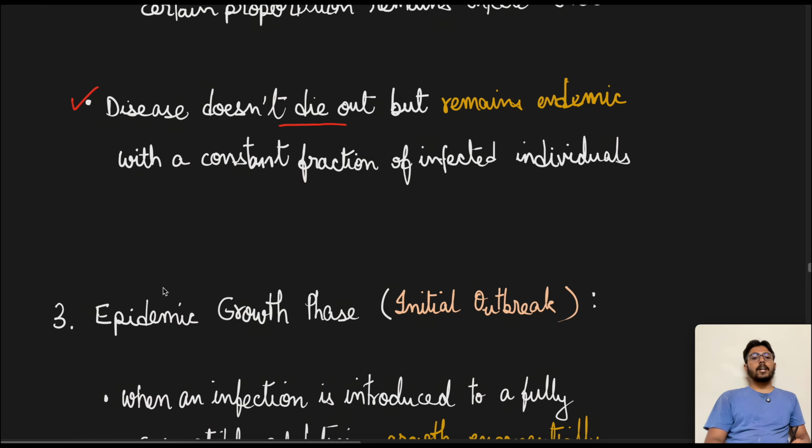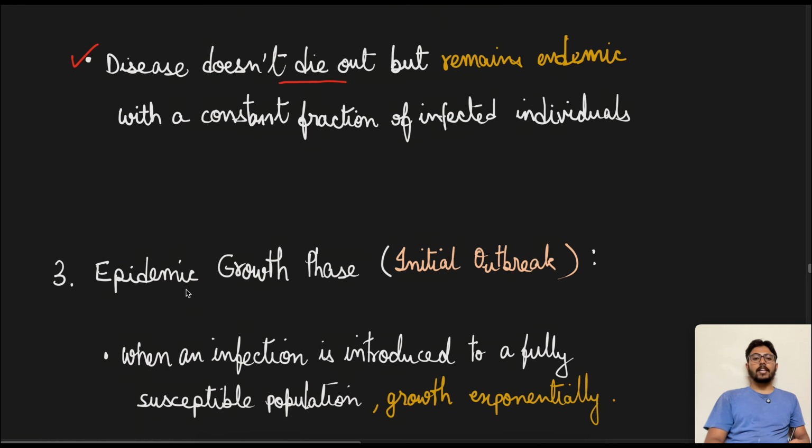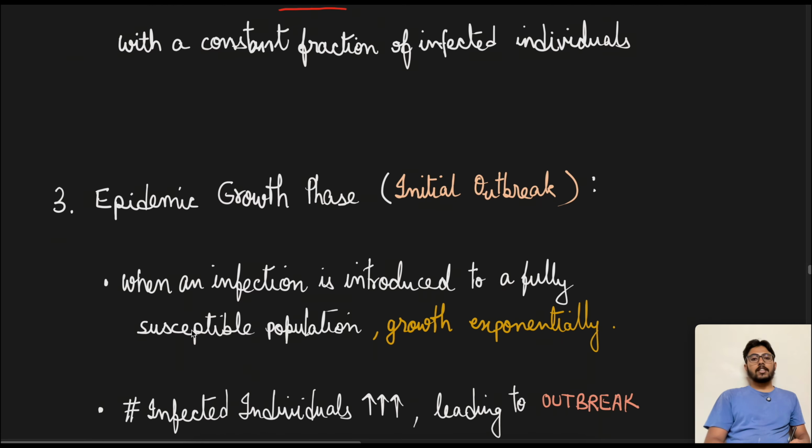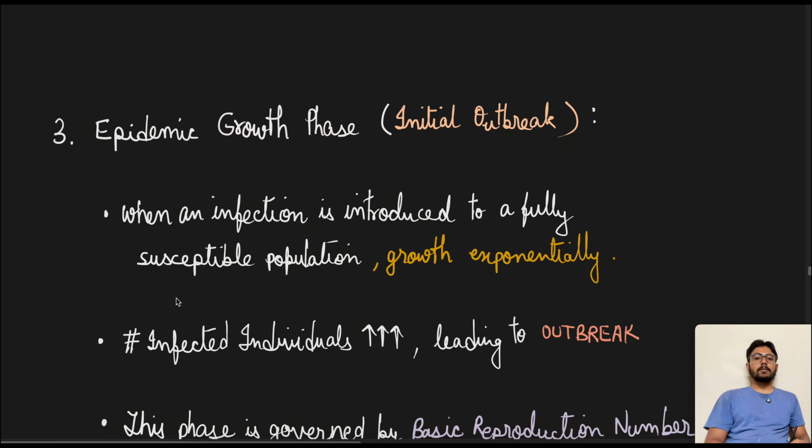Next, we come to the epidemic growth phase, which is the initial outbreak. A real world example of this is COVID-19. This happens when an infection is introduced to a fully susceptible population, which had happened, right? The growth is experienced at an exponential rate. The infected individuals increase rapidly, leading to the outbreak.